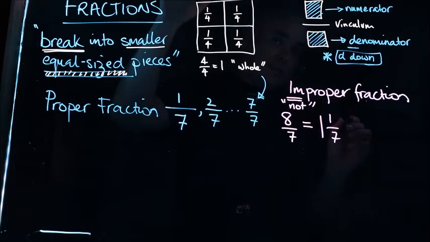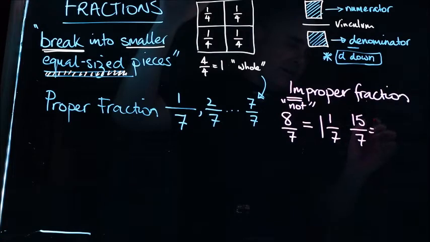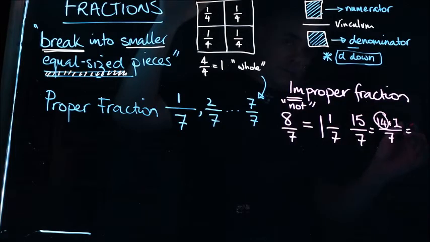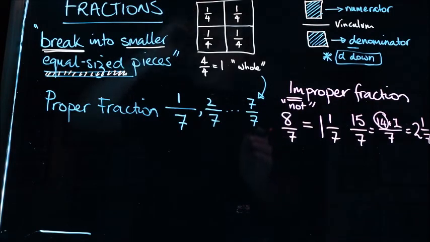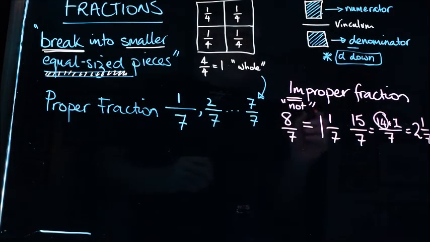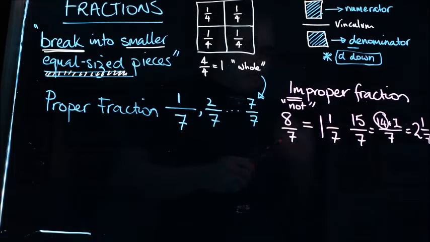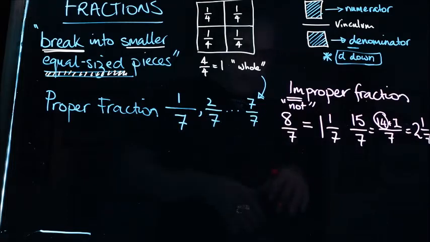And let's try another example here. Let's make this 15 over 7. Now I see this as 14 plus 1 over 7. So what happens here with the 14? 7 goes in there twice. So this is equivalent to 2 and 1/7. Okay, improper fractions are really useful in certain situations, and it's a good skill to practice to be able to convert between mixed numbers and improper fractions.